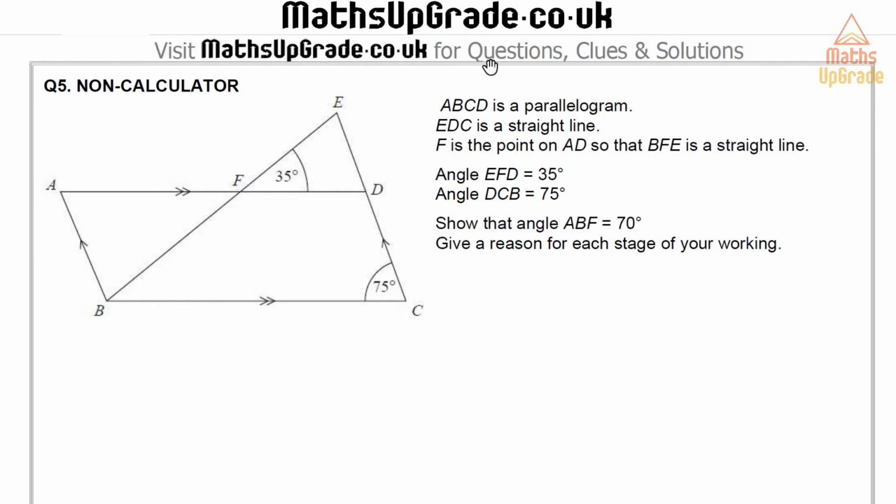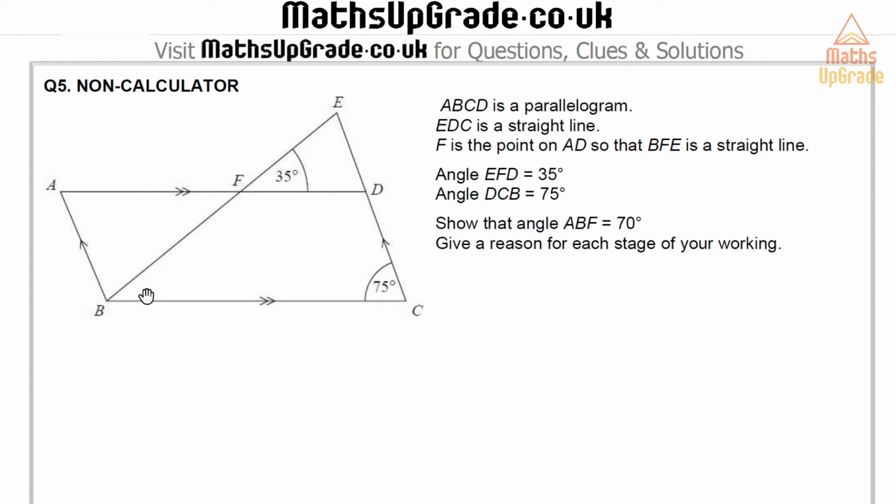Okay, so question 5, it's a 4-mark question, and it states that ABCD is a parallelogram, so ABCD is there, EDC is a straight line, F is a point on AD, so F is a point on that line there, so that BFE is a straight line. Angle EFD equals 35, that's the angle there. Angle DCB equals 75. Show the angle ABF, this angle here, is 70 degrees. Give a reason for each stage of your working.